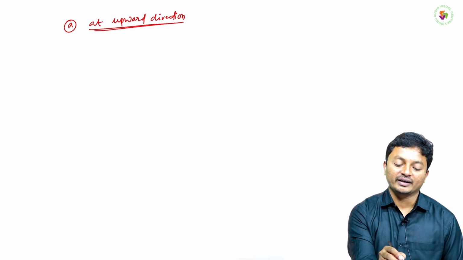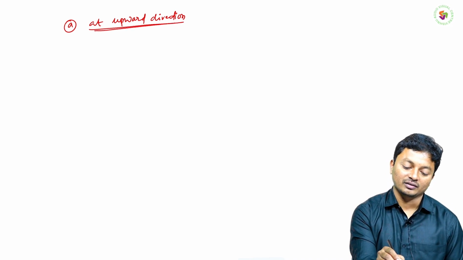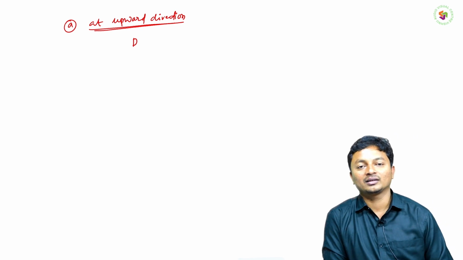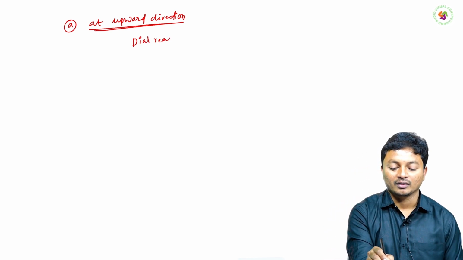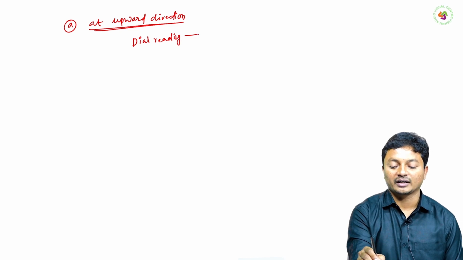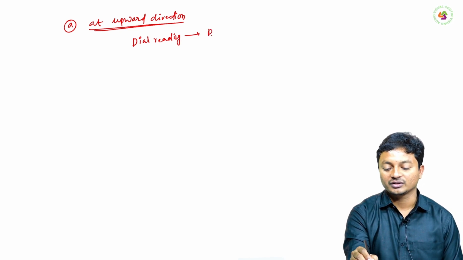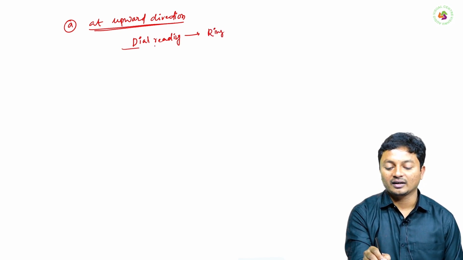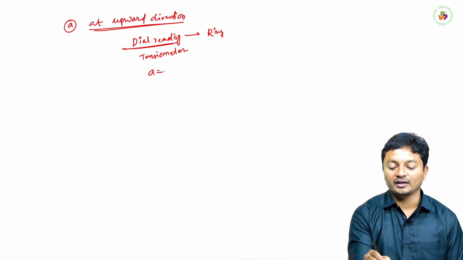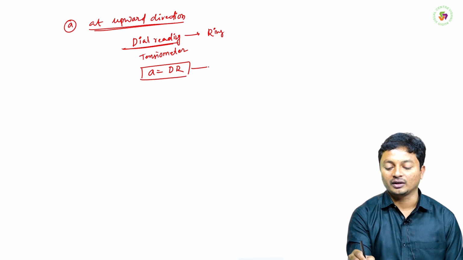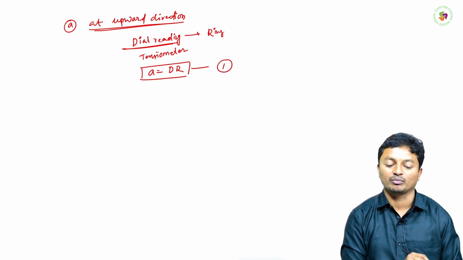So when the upward direction is done, then we can take the readings directly from the dial reading which is attached to the ring. This dial reading is also known as tensiometer, as we discussed in the principle itself. So at this dial reading, we will get the readings as A is equals to dr. Let us consider this is equation number 1.